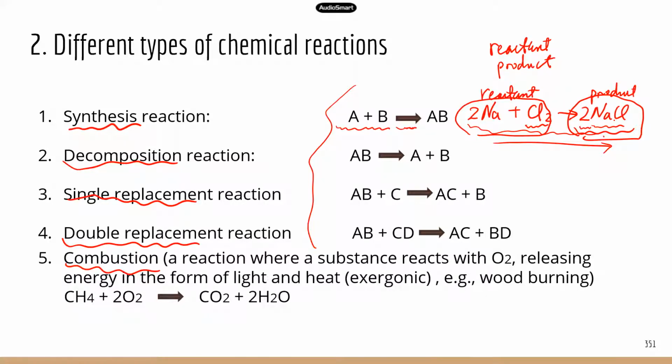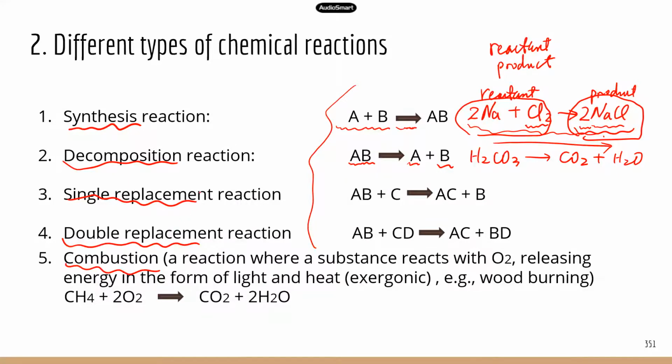All right, so that's synthesis. Now, decomposition is almost the opposite, right? You are breaking down a molecule or a compound into simpler elements that make up this compound. So AB can break down into A and B. So that's a decomposition reaction. I have an example here. Let's say we have carbonic acid, H2CO3, that can break down into carbon dioxide and water. So that's an example of decomposition reaction.